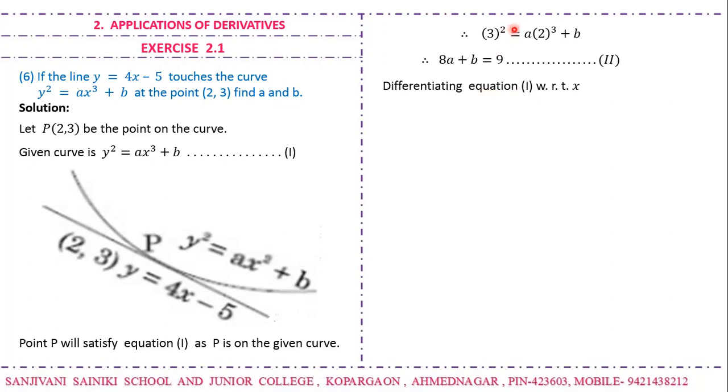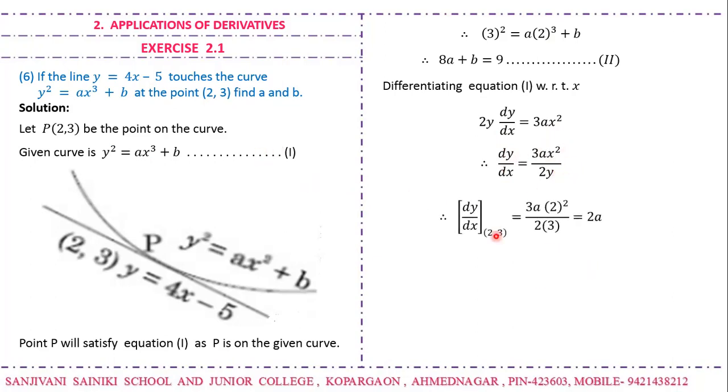But now we will differentiate this equation with respect to x. So 2y dy by dx is equal to 3ax square. So dy by dx is this. Now we will find the value of the derivative at the given point (2, 3). That means we are finding the slope of the tangent to the curve at this point. It comes out to be 2a. But what is the tangent at this point? It is y is equal to 4x minus 5 and its slope is 4. So this 2a must be equal to 4, which implies a is equal to 2.